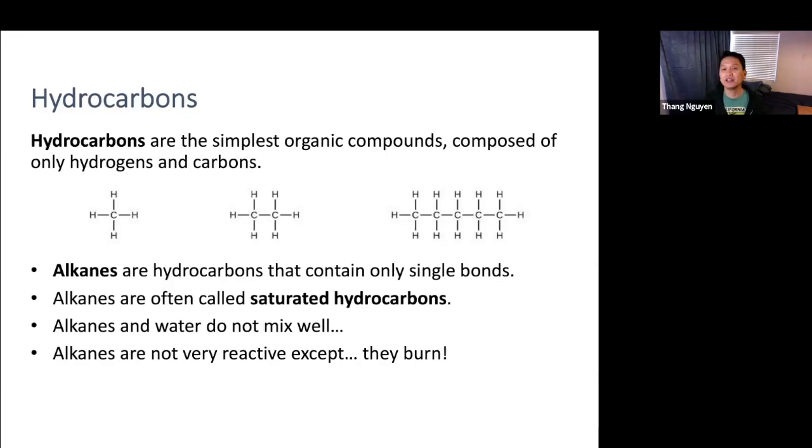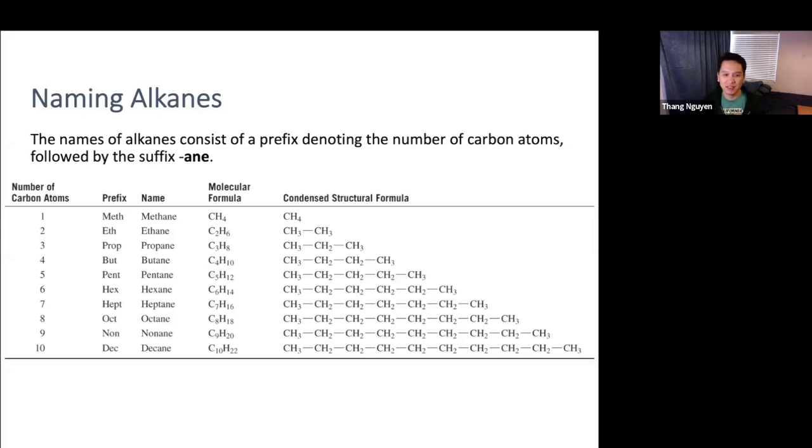And they are not very reactive. They are not very reactive, so we don't really learn that much chemistry from them, except for one important thing. They are quite combustible. So they burn very well. And because they burn very well, that makes them actually very important in our economy, right? So that's basically the gasoline that we have, because they burn very well, giving us the heat and therefore the energy.